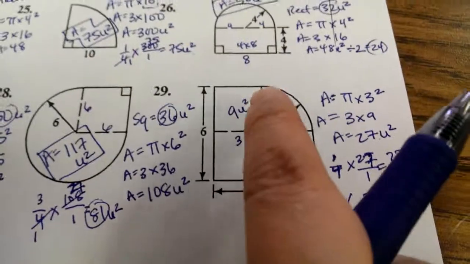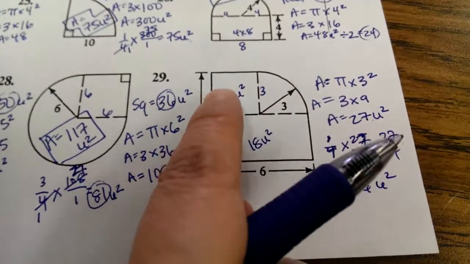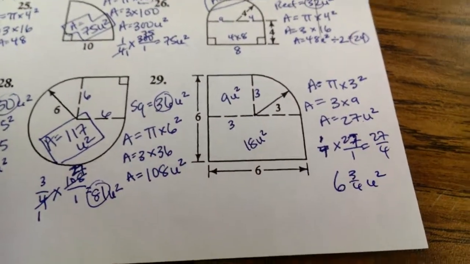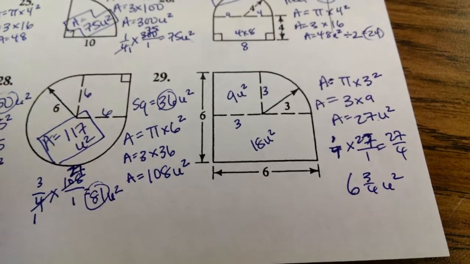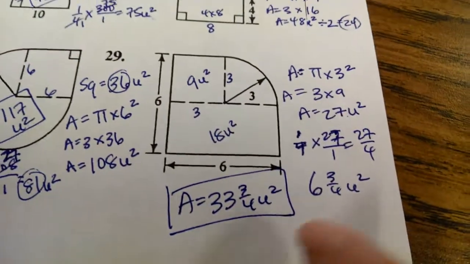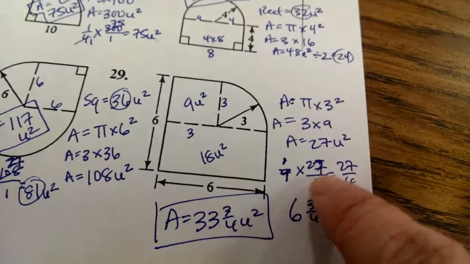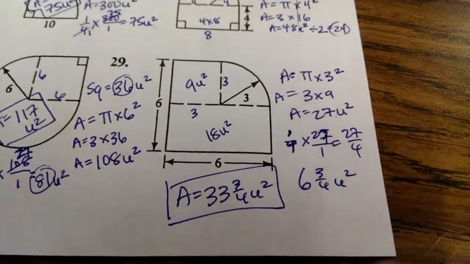So this 1/4 of a circle is 6 and 3/4 plus the 9 plus the 18 gives us 27, 33 and 3/4. So the area of this whole shape is 33 and 3/4 units squared. That would be probably the hardest one because the fourth of the circle did not come up with a nice, easy number.